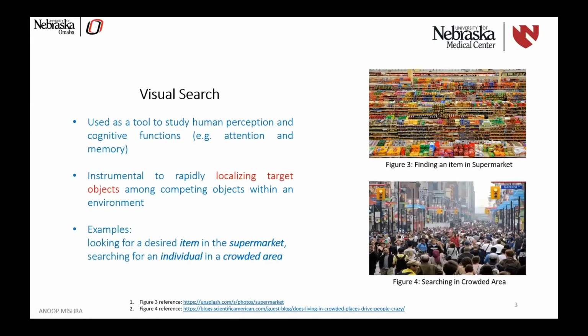Central to this study is visual search, which in recent literature has been used as a tool to study human perception and cognitive functions like attention and memory. It is instrumental in our ability to localize target objects among competing objects within an environment. Here you see a couple of examples, like finding the right item or brand of item in a supermarket, or searching in a crowded area for a familiar face.